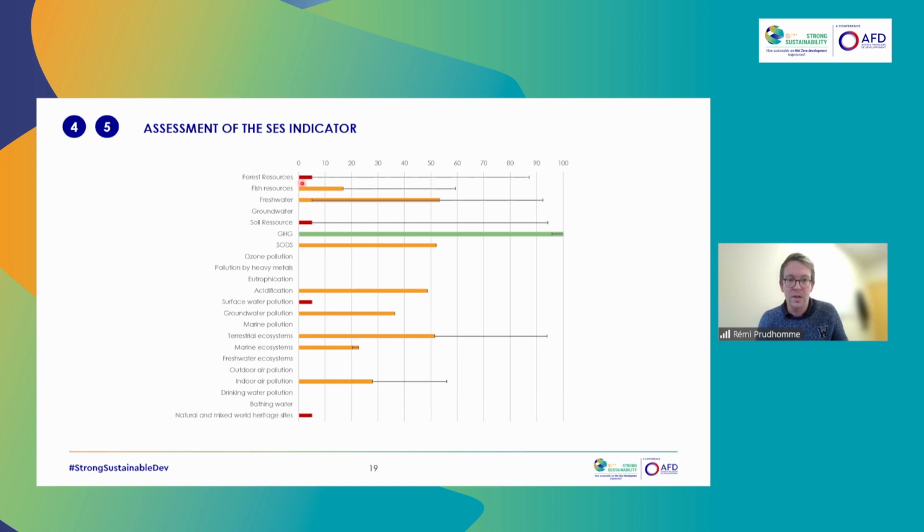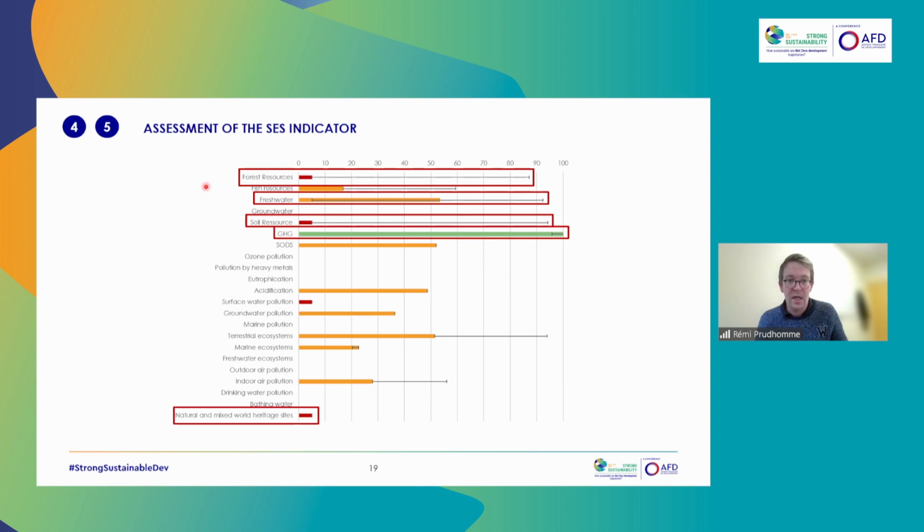And so it's the bars which give you the score, and the error bars represent the scores of other indicators that could be used to inform this dimension, but we didn't choose them in a first approach. We preferred one specifically. So you have three types of dimension. You have greenhouse gas emissions, where you have a high score, so a good state of the environment. You have indicators like the natural and mixed world heritage sites, which have a bad state of the environment and not a lot of variability, so we are quite sure that the state is bad.